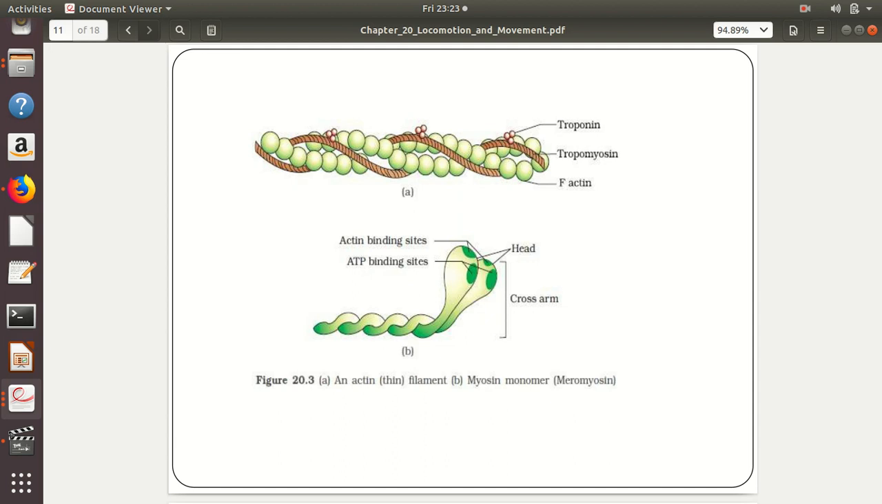The myosin monomer, also called meromyosin, has a head region and a tail region. The head region has the actin binding sites and ATP binding sites, and it looks almost like a snake hook. That part is called the cross arm. This structure is very important to understand further concepts.